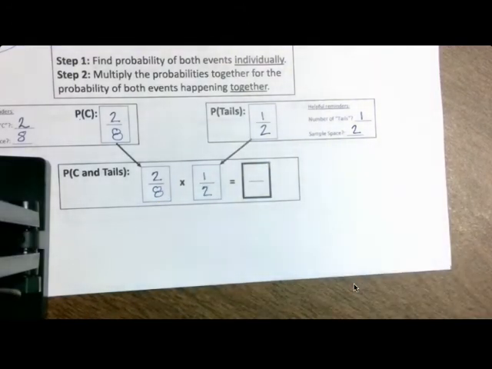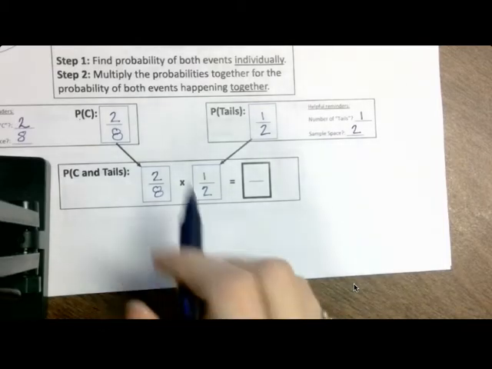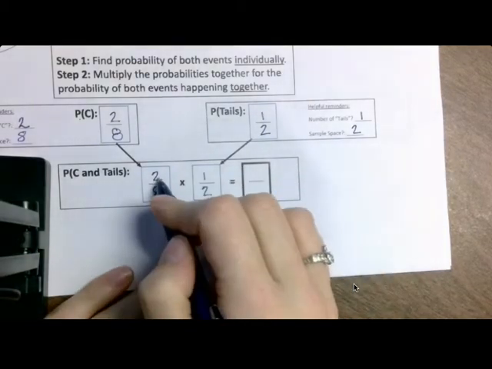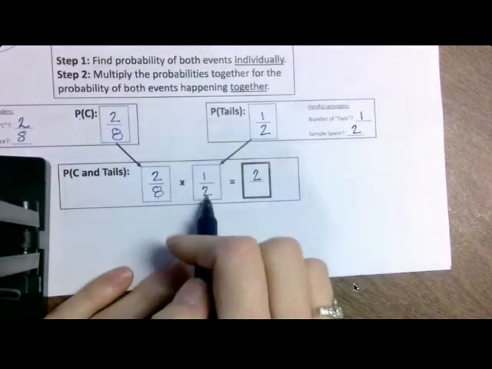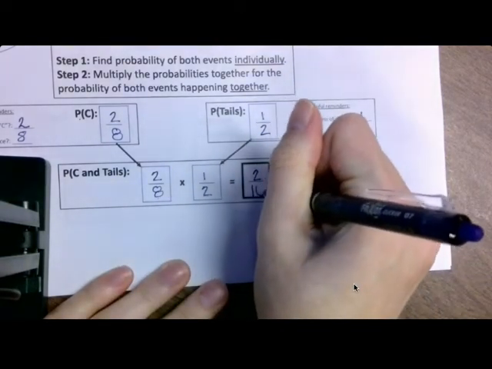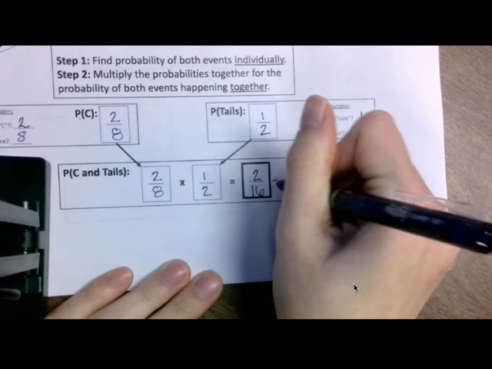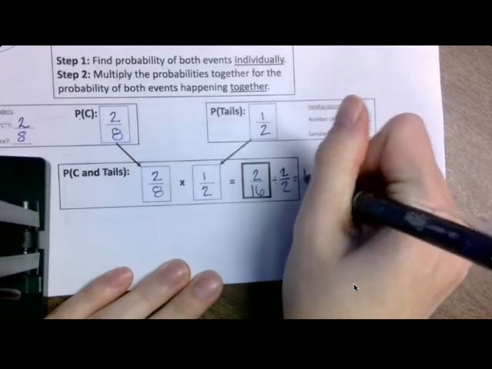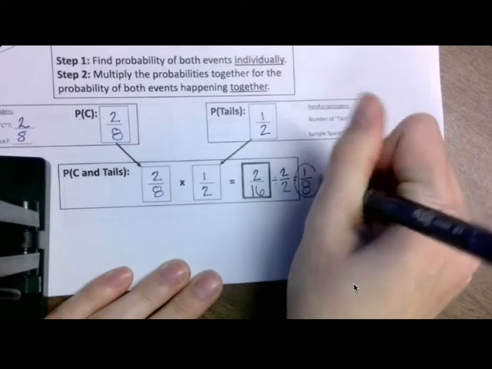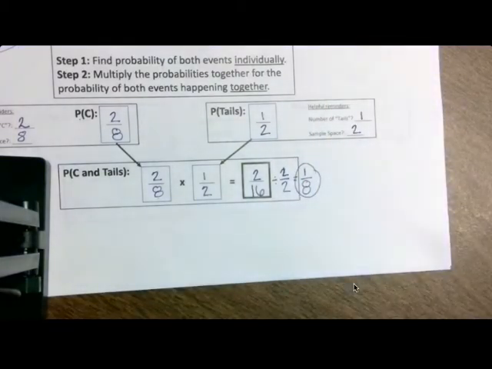When you multiply fractions, if you don't have a calculator, you just multiply across. So 2 times 1 is 2. 8 times 2 is 16. And if I reduce this, I can divide both of these by 2, and that gives me the fraction 1/8.